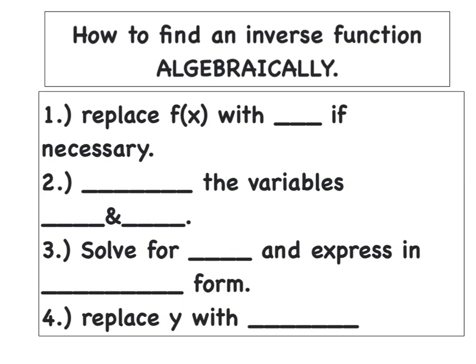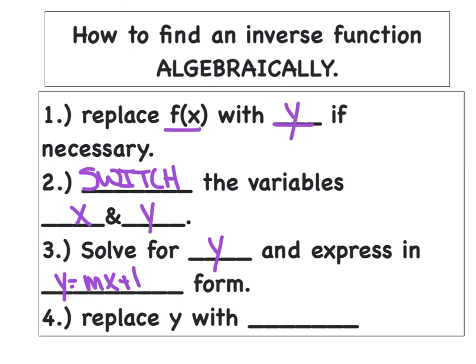First things first, replace f of x with a y if necessary, and of course these are always interchangeable. Number two, magical word today, switch. Switch the variables x and y with each other. Step 3, solve for y and express in y equals mx plus b form. And we've talked about how that's called the slope-intercept form. And then last but not least, replace that y with the appropriate notation, f inverse of x. And that's all there is to it.